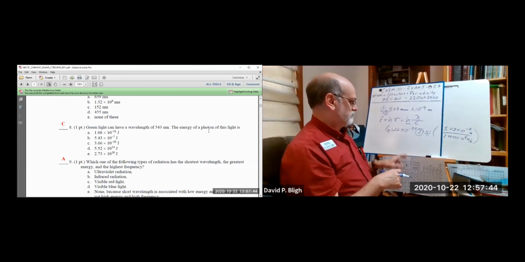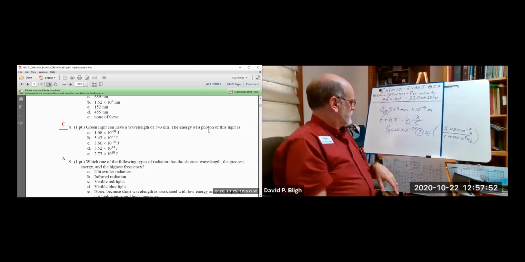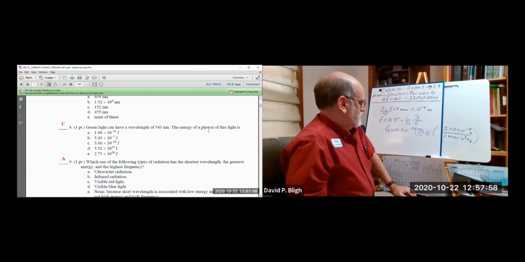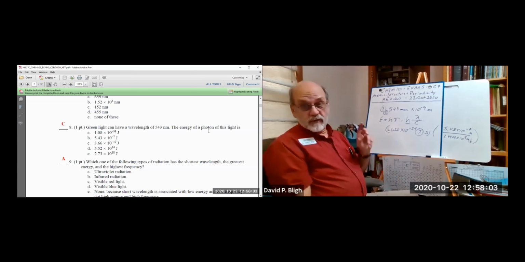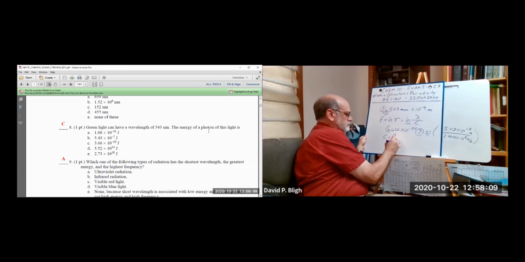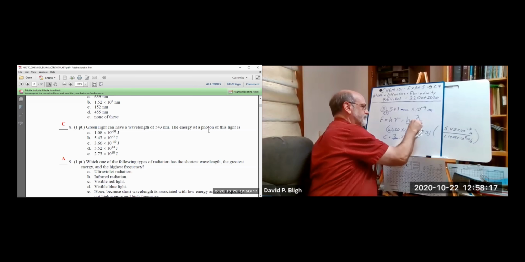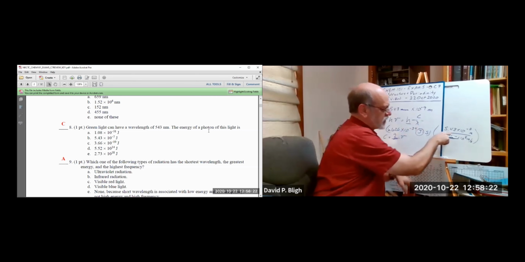So that begs the question, I may have written the formula wrong. Let's check it out. I did write it wrong. Notice that? So these need to be reversed.